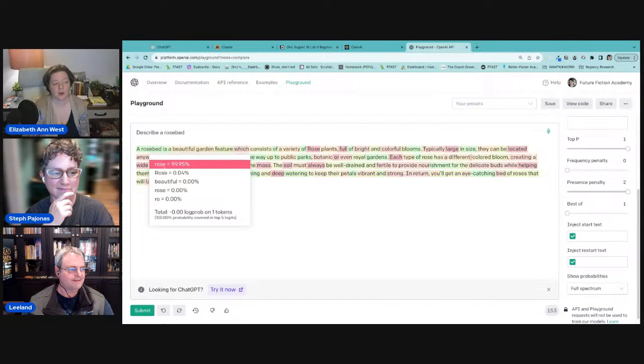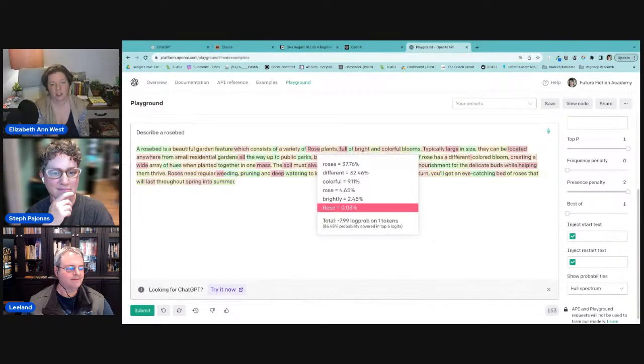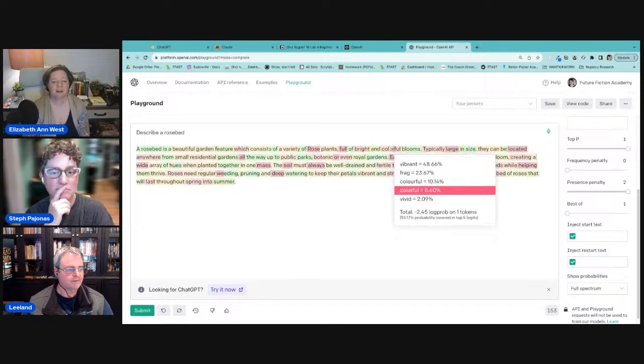So since lowercase rose was already here, that messed up this calculation, which probably should have been just a lowercase rose. And instead it went to the 0.03% because my presence penalty is at the highest. Because it penalized lowercase rose, it put it at 4.65% right here. So that's where your presence penalty can cause some issues, but it also can be what you want it to be, because this is describe a rosebed.